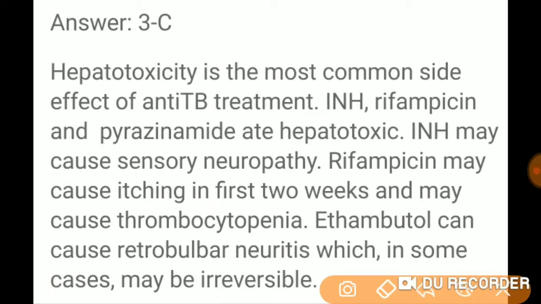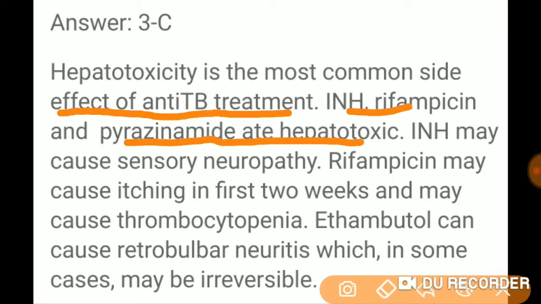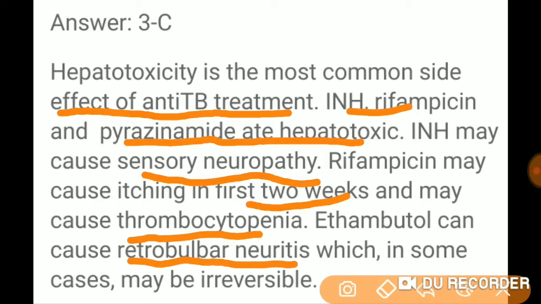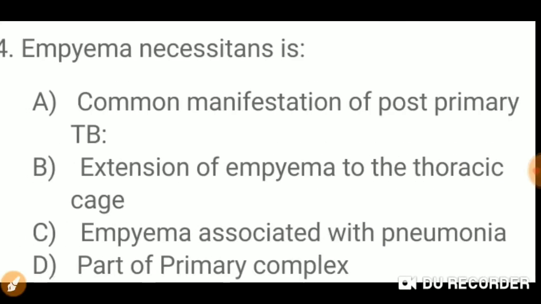Hepatotoxicity is the most common side effect of anti-tubercular treatment. Isoniazid, rifampicin, and pyrazinamide are hepatotoxic, but ethambutol is not hepatotoxic. Isoniazid may cause sensory neuropathy, while optic neuropathy is caused by ethambutol. Rifampicin may cause itching in the first 2 weeks and may cause thrombocytopenia. Ethambutol can cause retrobulbar neuritis, which in some cases may be irreversible. So I hope guys it's clear for you.